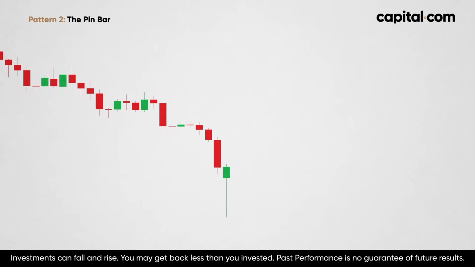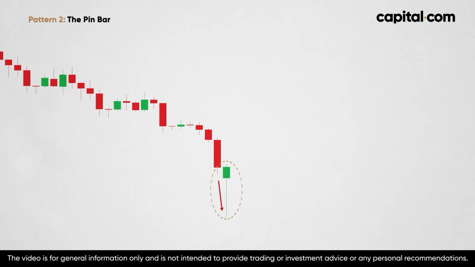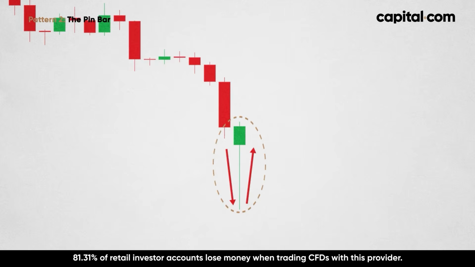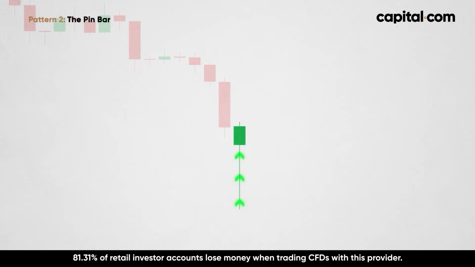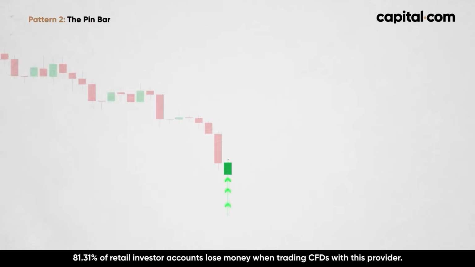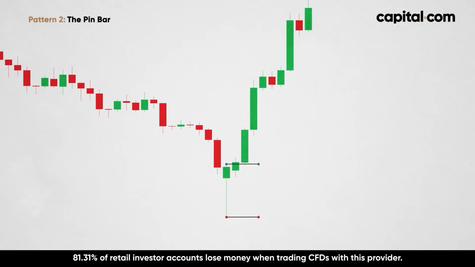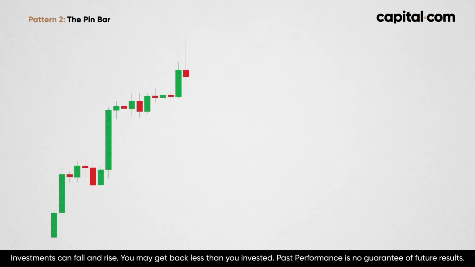When a bullish pin bar forms on the chart, it means sellers initially pushed the price down, but buyers stepped in, strongly rejected that move, and pushed the price back up before the candle closed. This shows that although both sides were active, buyers ultimately took control. A common trade setup is to place a buy order above the pin bar's high with a stop loss below its low. The same logic applies to bearish pin bars.